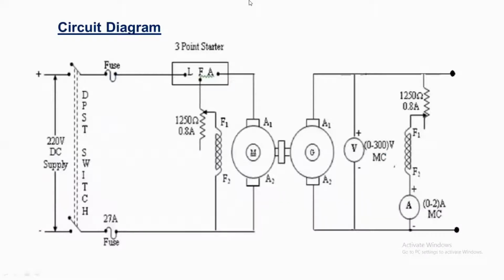This is the circuit diagram. The 220 volt DC supply, plus and minus, is given to the DPST switch. Nowadays MCB switches are used. From the MCB switch, positive goes to the starter terminal L. The starter has 3 terminals, L, F, A. Then from F the connection goes to the rheostat input, and the rheostat output to the F1 terminal, that is the field winding. Then field winding F2 goes to negative.